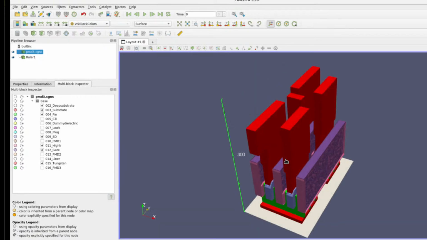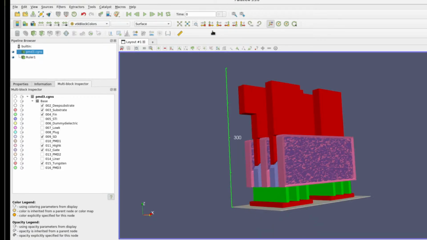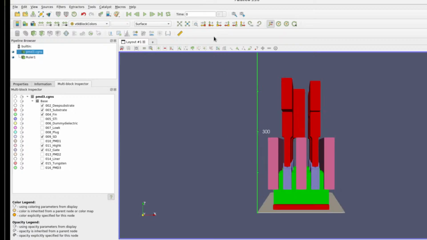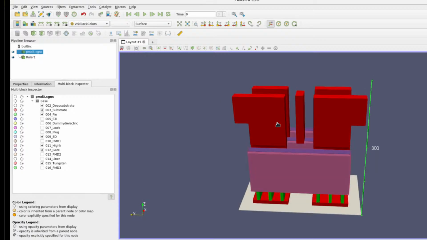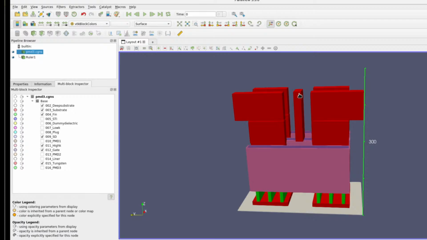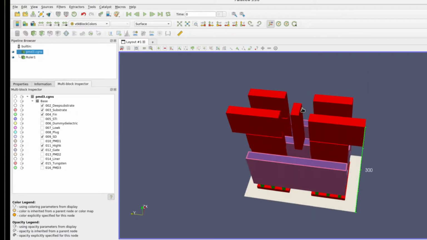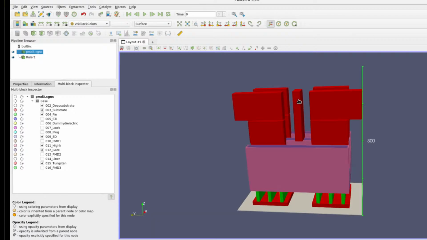Here you can see the level corresponding to this cursor, and this is corresponding to the local interconnect. The one at the center is corresponding to the local interconnect to the gate.